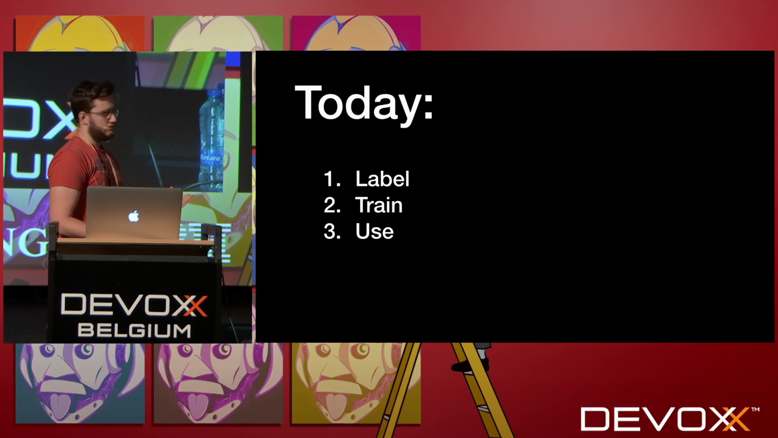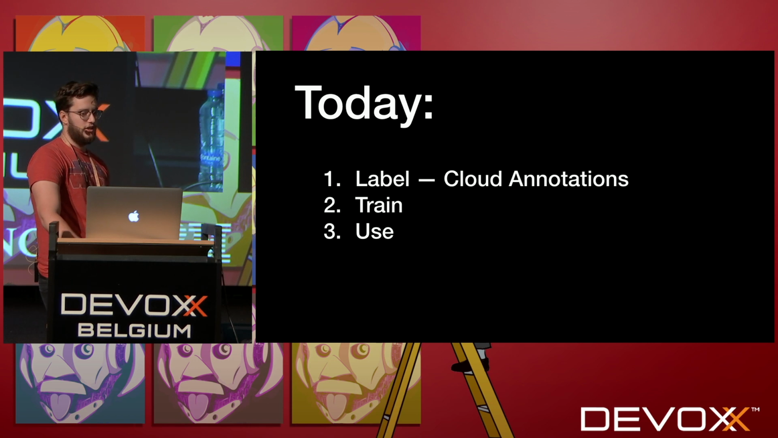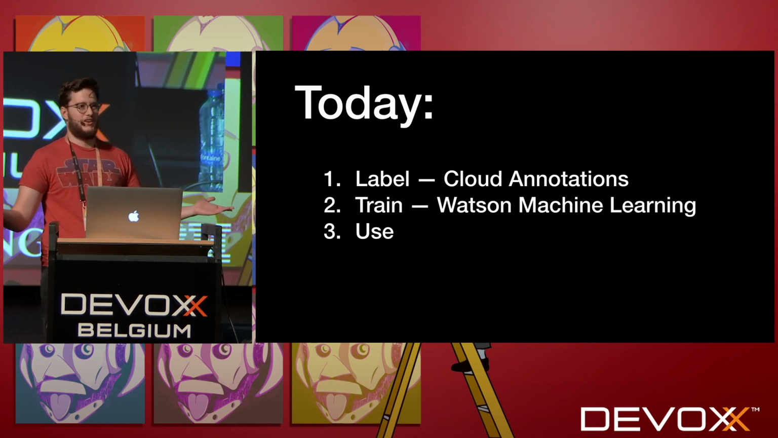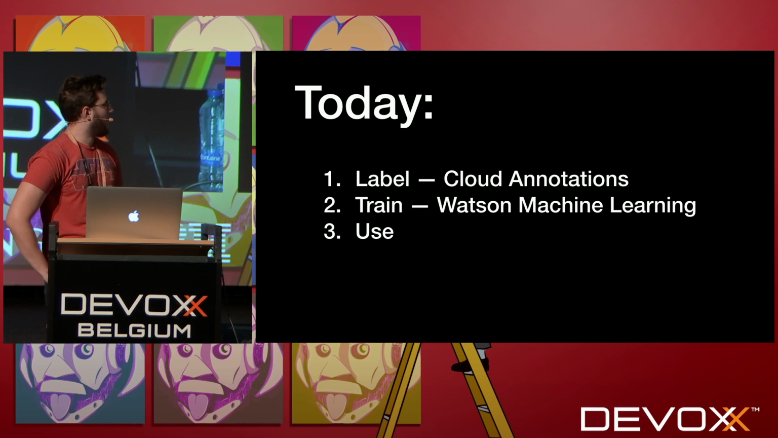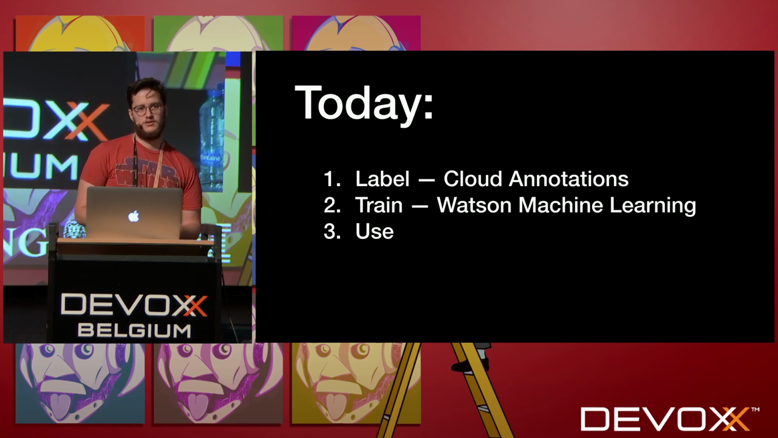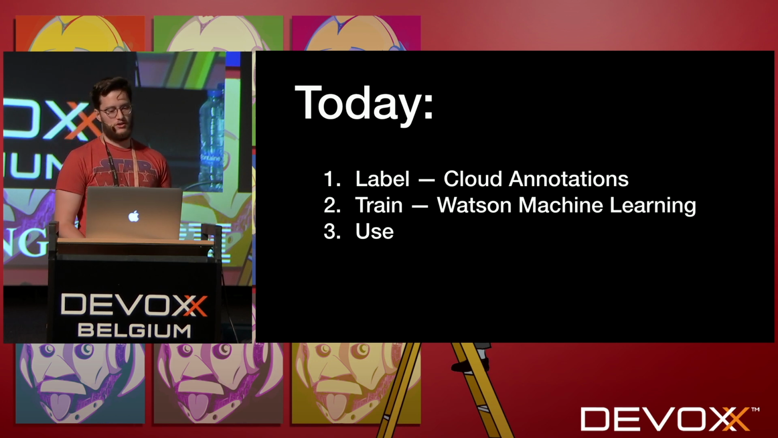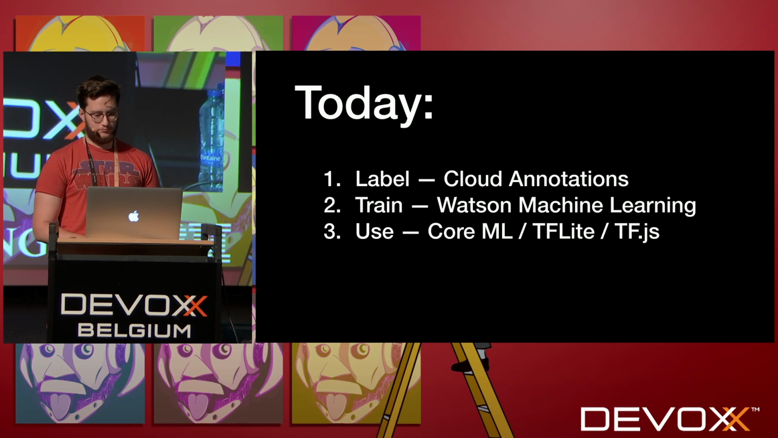So today we're going to talk a little bit about labeling, training, and then using. To label it, I like to use a tool called Cloud Annotations. I like to use it because I built it, so it's perfect for my needs. And to train, I'm going to use Watson Machine Learning because I work at IBM. Watson Machine Learning is GPUs on the cloud, so we can upload some training code and it'll train a model for us on GPUs, so we can train it a lot faster than just training it on a laptop. And then to use it, we can either use CoreML, TF-Lite, or TensorFlow.js.